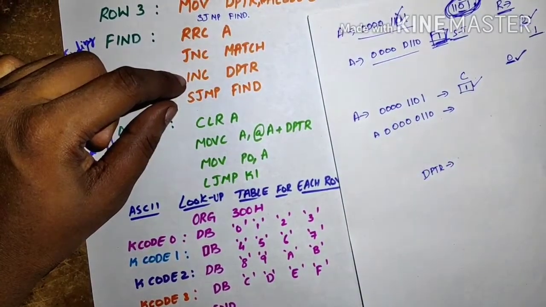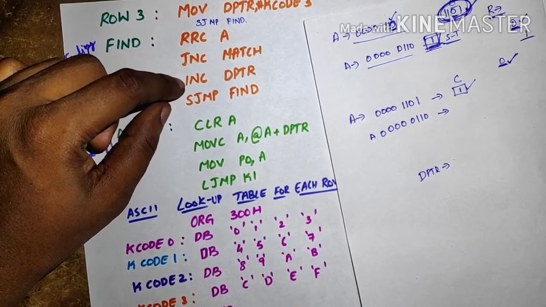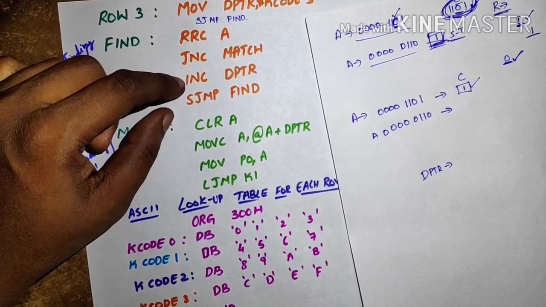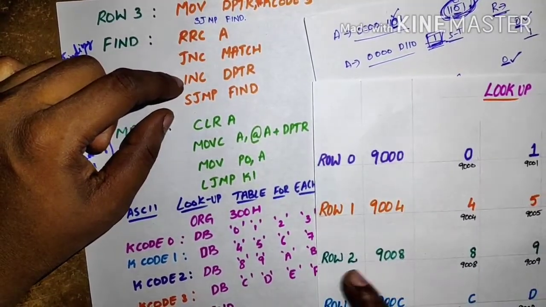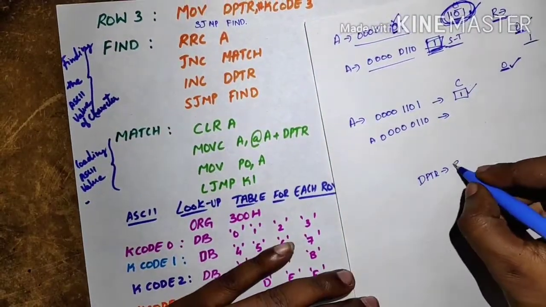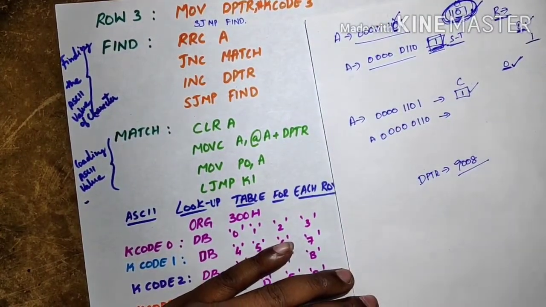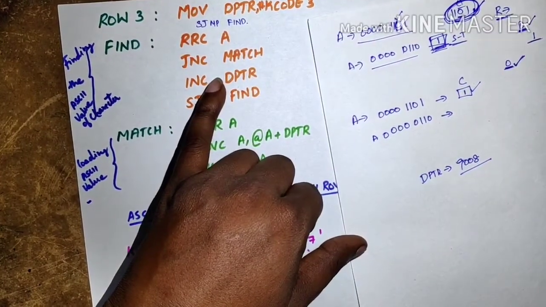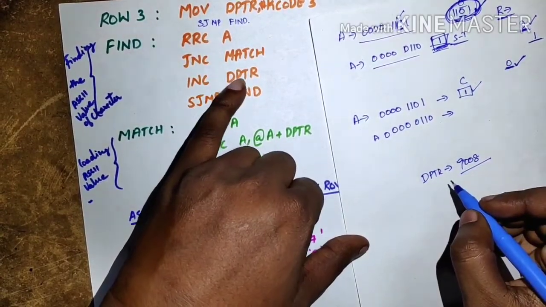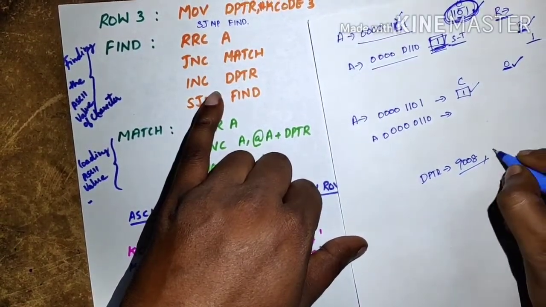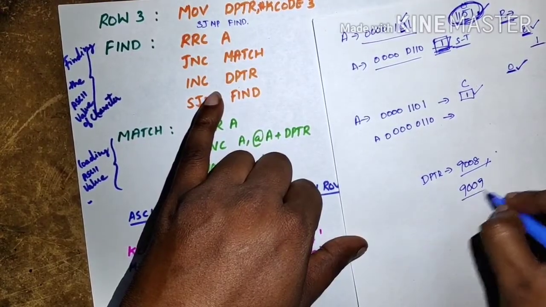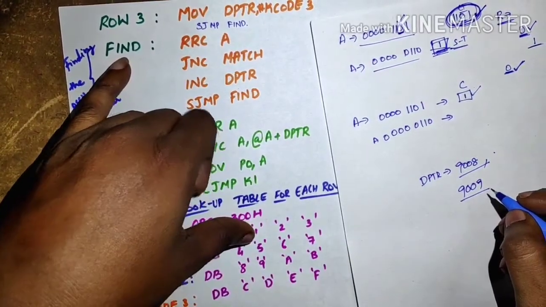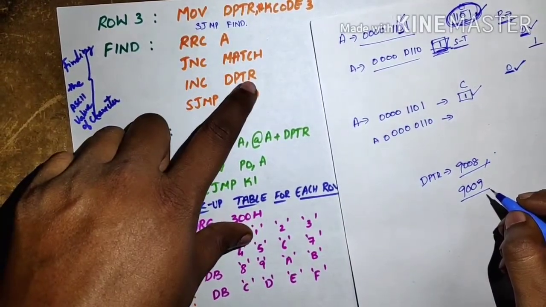Previously, from our lookup table, we have already checked the value of our row 3, row 2. Row 2 is 9008. So initially the data pointer will be 9008. As we are not getting a match, we are incrementing it. Now the data pointer will be 9009. Now again SJMP, it will go to the top. This process will continue until we find the appropriate column.